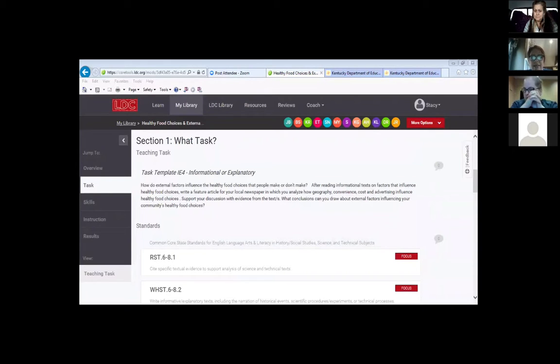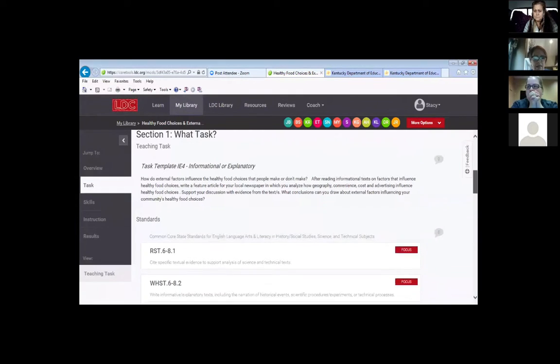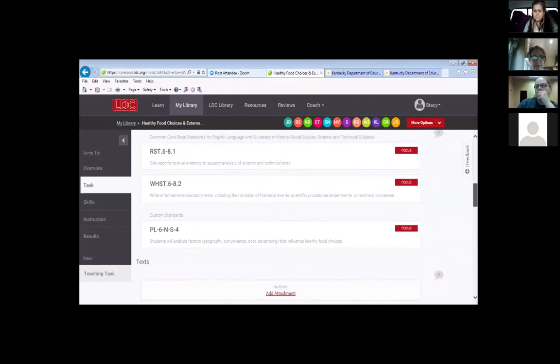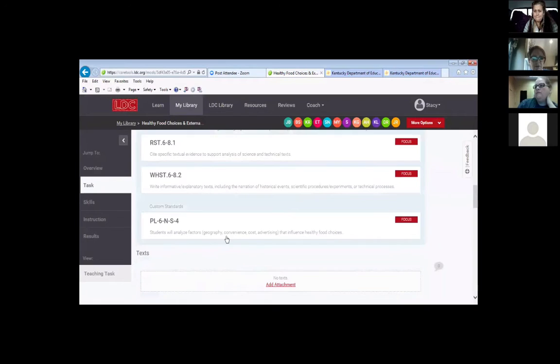And so I decided to add that demand on there just because I know on a weekly basis the teacher is kind of doing a spotlight of factors locally that are impacting the community's health. And looking at the health standard that related to it, I've got it identified, that custom standard. Students will analyze factors, and it specifically mentions geography, convenience, cost, advertising that influence healthy food choices.